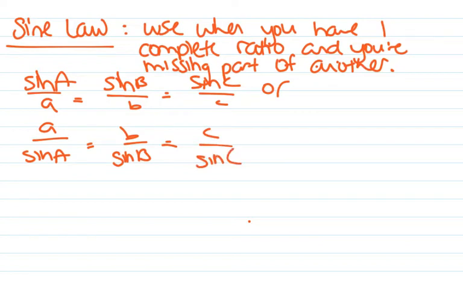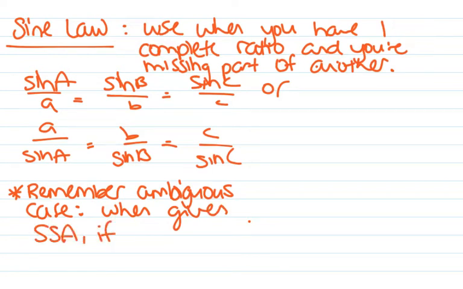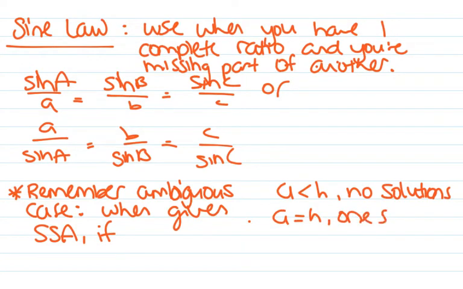And remember the ambiguous case. So when you're given side-side angle, if A is less than H, there are no solutions. If A equals H, there's one solution. And if A is greater than H, there are two solutions.